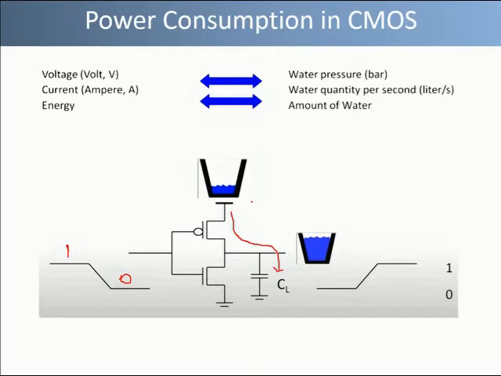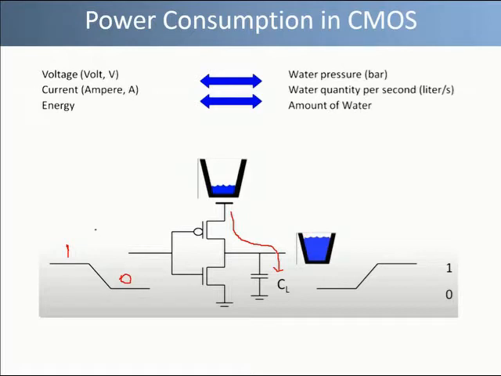Number one, for any CMOS circuits, the energy is drawn from the VDD source only during low to high transition of output. That is when this output capacitance is being charged from the VDD. Number two, that this energy consumption is directly proportional to the capacitive load.